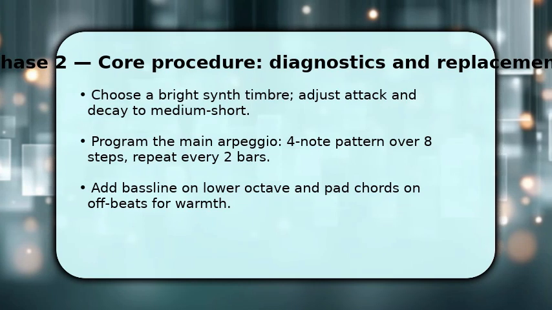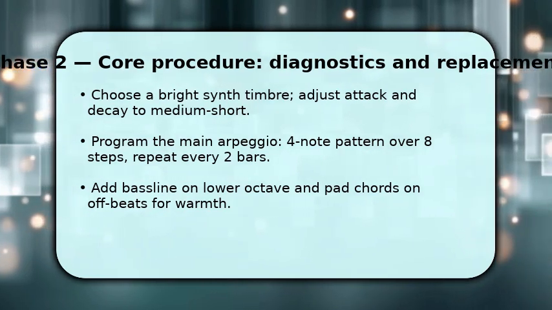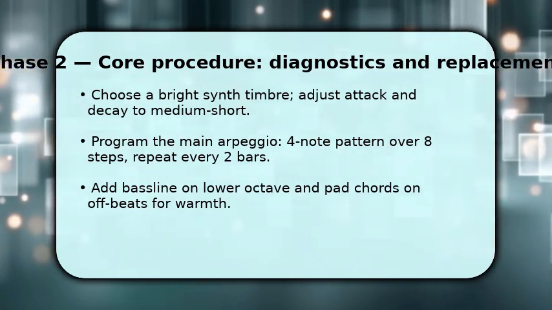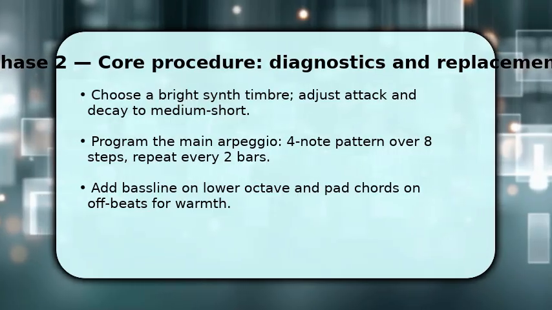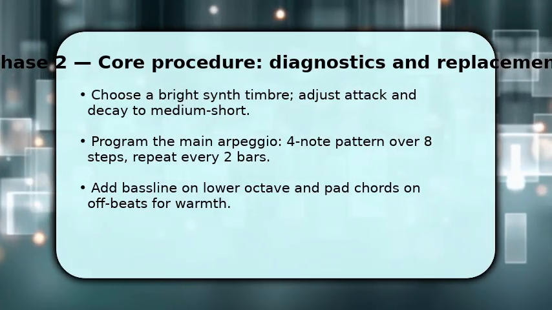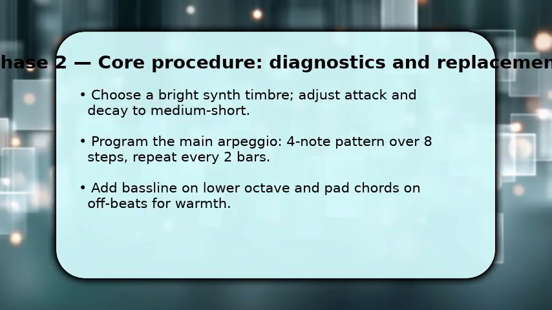Now you craft the core synth pattern that makes Blinding Lights recognizable. Select a bright saw-like synth and tweak attack and decay so notes are punchy but not clicky. This creates that 80s sheen.